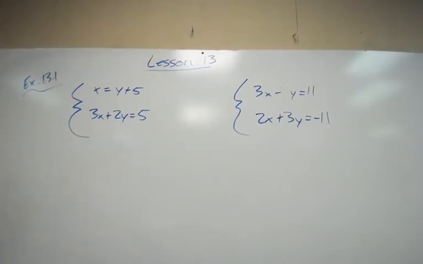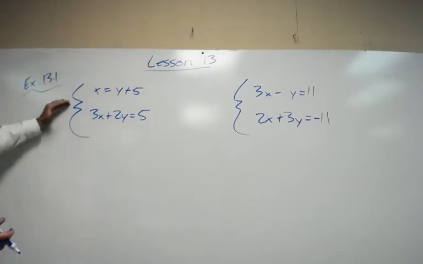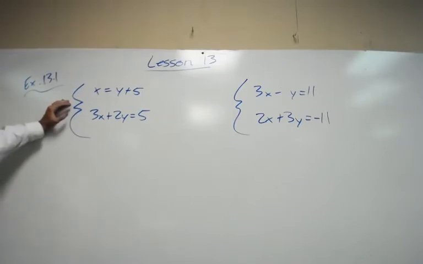Lesson 13, page 73. This is a fun one. Substitution and finding the area of isosceles triangles. I think the easiest way for me to teach substitution is by just showing you an example problem. So I'm going to start by looking at example 13.1 on page 74.